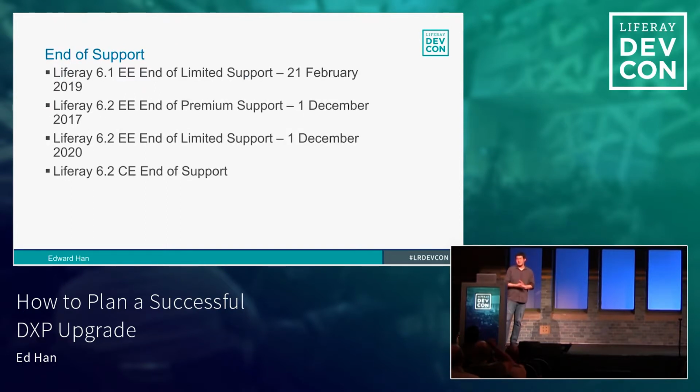And of course, these dates are coming up, which I'm sure is prompting many of you to attend this event. So 6.1 EE end of limited support is the 21st of February in 2019. 6.2 EE end of premium support is coming up within months. And the end of 6.2 limited support comes in 2020. And of course, Liferay 6.2 CE has ceased development.